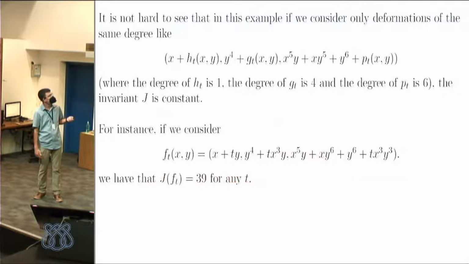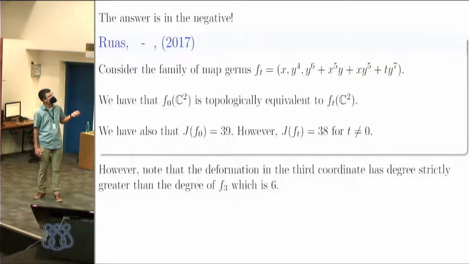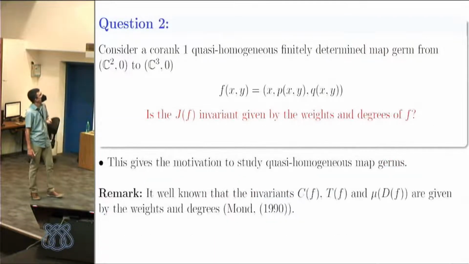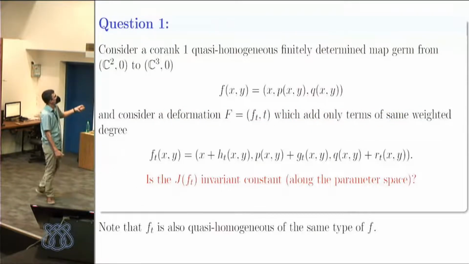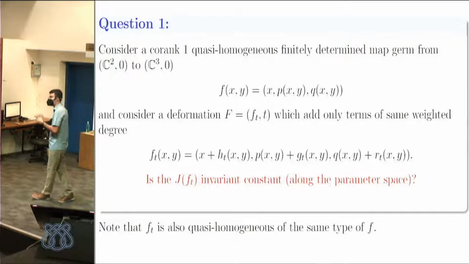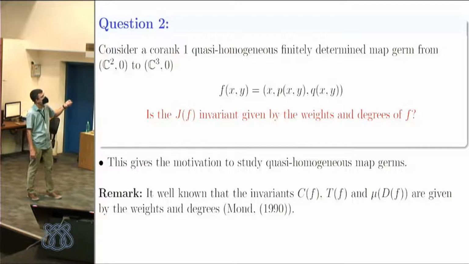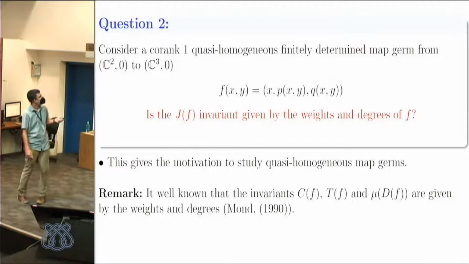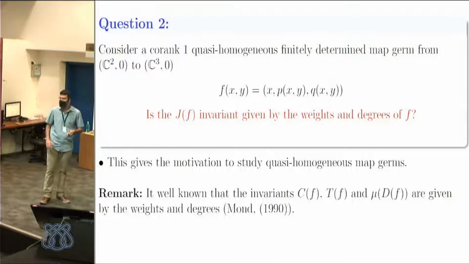So it's a natural question, because in this example the constancy of the invariant J fails when this degree is strictly greater than this one. But if the degree is equal, the invariant J is constant. Related to this question, note that in this case the generic fiber, the map germ at level t different from 0, has a quasi-homogeneous map germ of the same type as f0. So another related question is: when you consider a corank-1 quasi-homogeneous finitely determined map germ from C2 to C3, is the J invariant given by the weights and degrees of f? And this gives the motivation to study quasi-homogeneous map germs in this talk and this work.